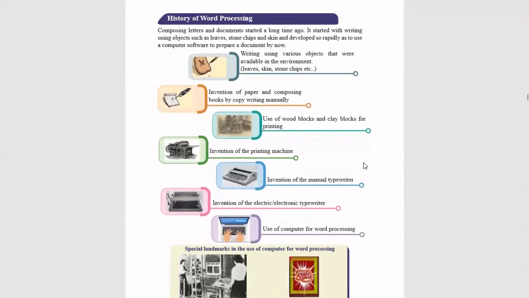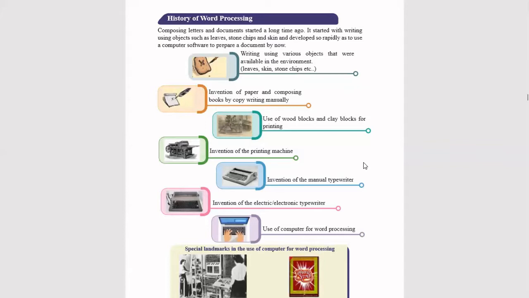Now they're talking about the history of word processing. Letters and documents have been there for a long time. Initially they started by writing on leaves, stones, and skin, but now it's a totally different scenario. Then they invented paper and books came into play. Then they used wood blocks and clay blocks, especially for printing purposes.